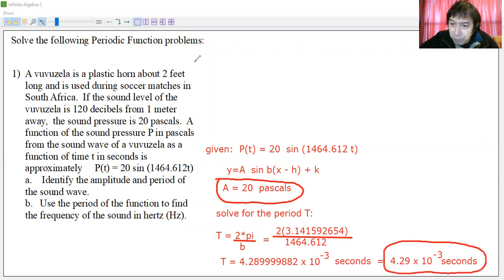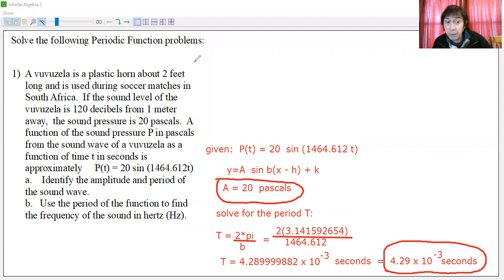This is our answer for the period. So we completed letter A, okay? We have the amplitude, 20 pascals. We have the 4.29 times 10 to the negative 3 seconds. We still have to compute for the frequency, okay?